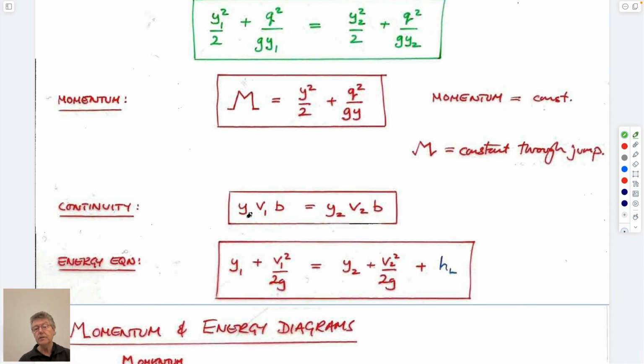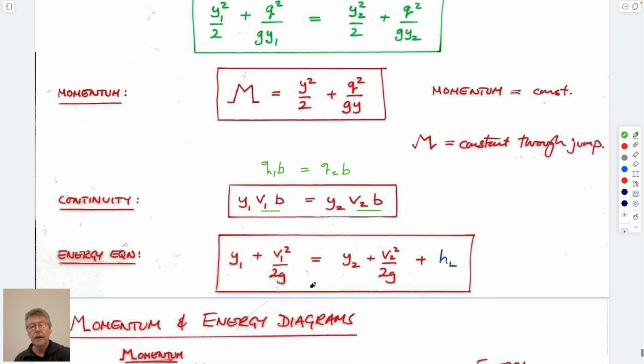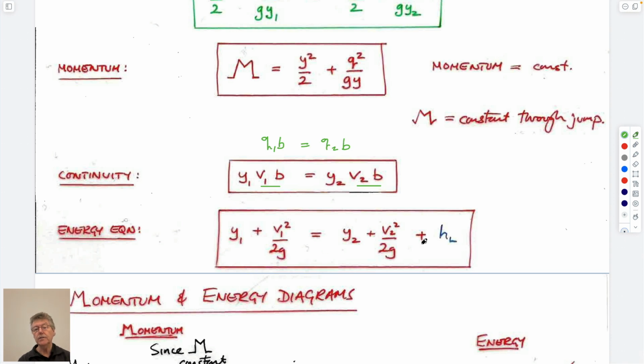We can apply continuity upstream and downstream. So this would be just Q1B equals Q2B, right? Flow rate is the flow within this thin slither that is 1 meter or 1 foot wide. And so Q1 is just the product of Y1B here. So this is true. And so we have an energy equation, but the problem is we don't know this.